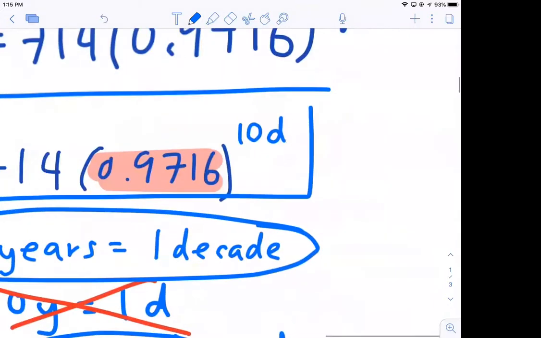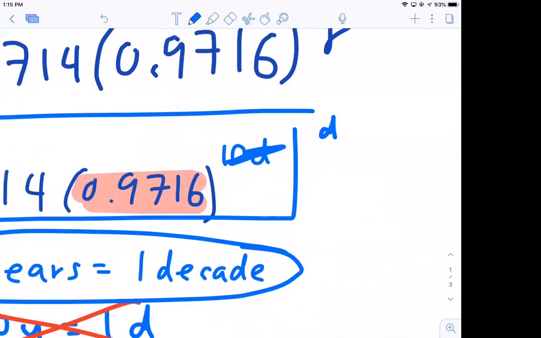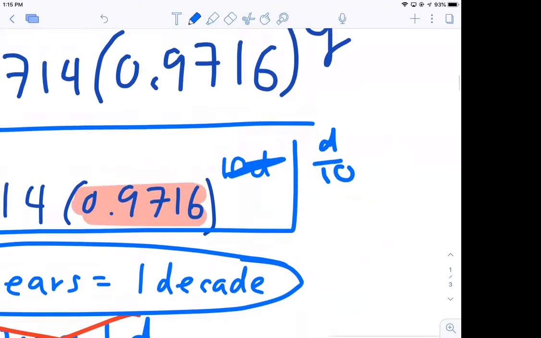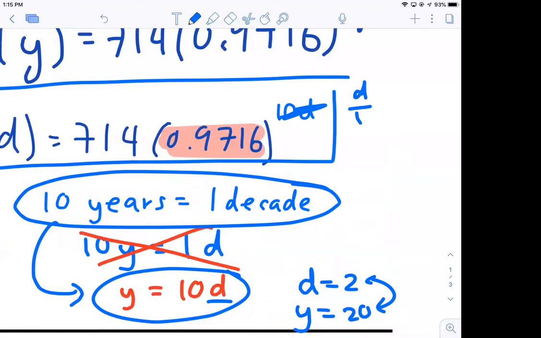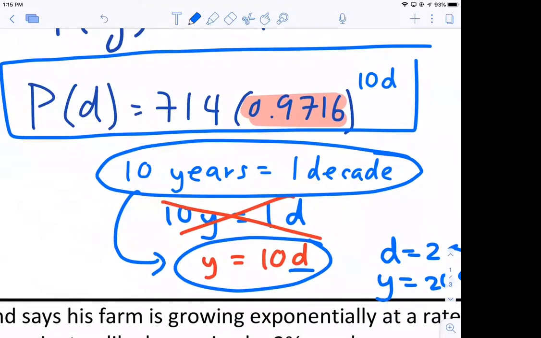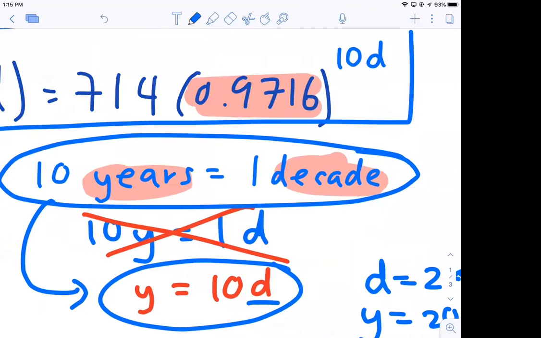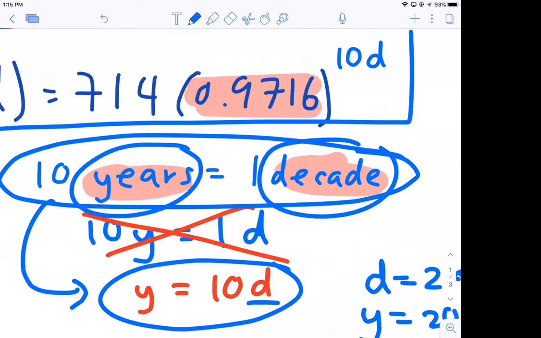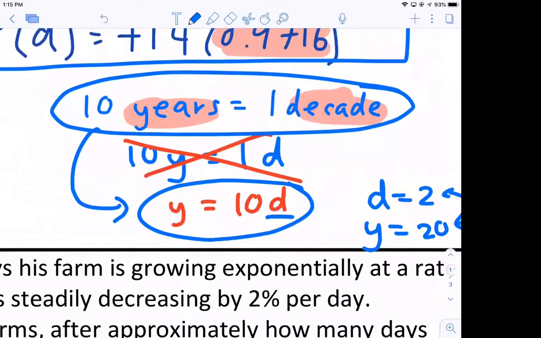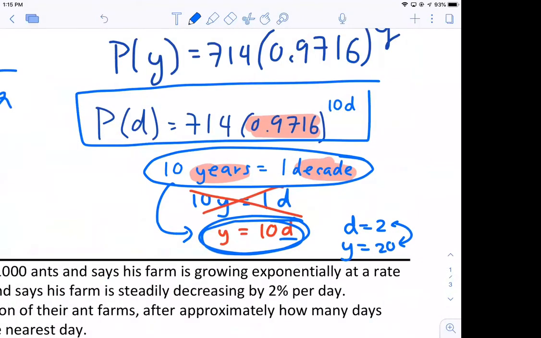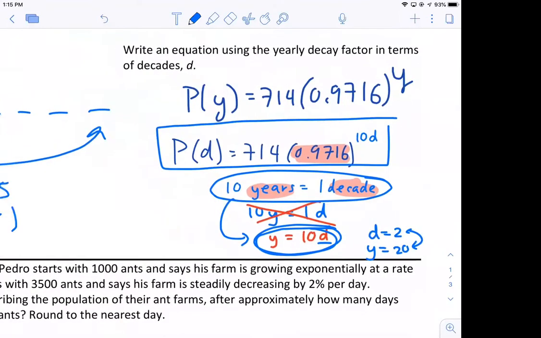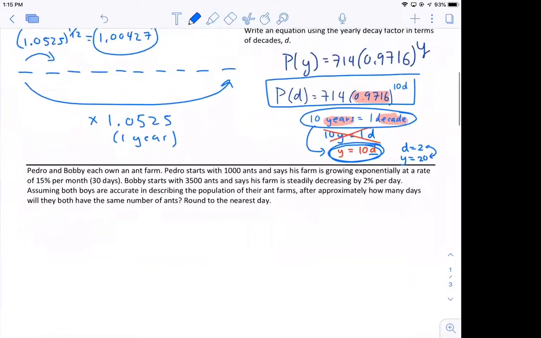So yeah, just the trickiest thing, a lot of people are gonna write d over 10 rather than 10d, right? So the y and the d here, over here, these are units, right? 10 years is equal to 1 decade. But when you write it as an equation, it actually becomes y equals 10d, not 10y equals 1d. You can't just make units into variables, and that's the mistake most people make. All right, so moving on.